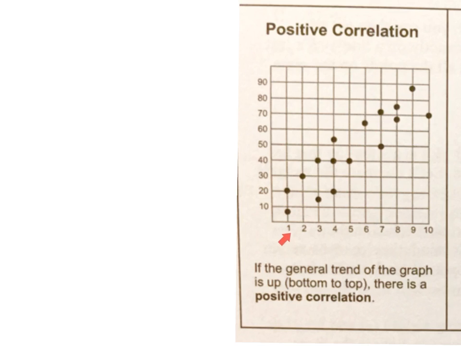So look, the more hours a student spends studying, the higher their grade will be, right? If a student spent 1 hour studying, he made an 8 on the test. If he spent 2 hours studying, he made a 30 on the test. And so on and so forth. His time studying directly affects his grade, right? And so that is a positive correlation.